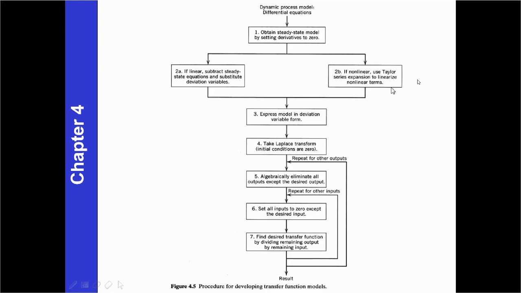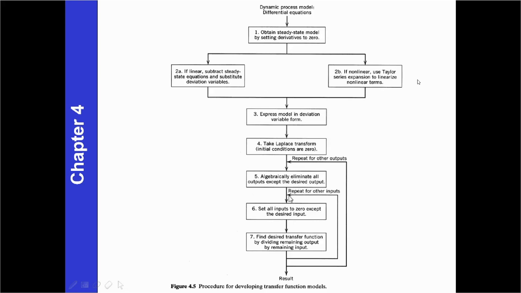Once we have linearized it, either directly or through Taylor series, we can express the model in deviation variable form. From there, you can take the Laplace transform, where the initial conditions are 0. Then we move to step 5: algebraically eliminate all outputs except the desired output.